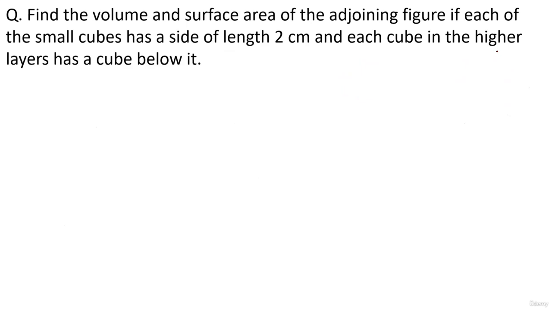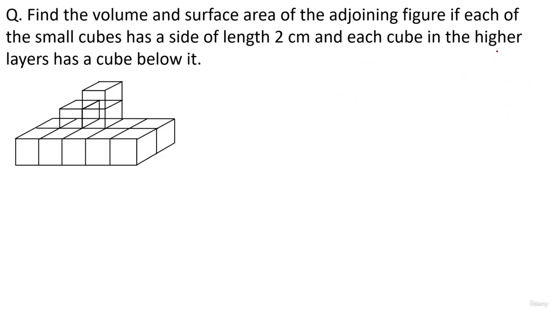Find the volume and surface area of the adjoining figure, if each of the small cubes has a side of length 2 centimeters, and each cube in the higher layers has a cube below it. So basically, we have stacked cube above cube, and we have formed this particular figure.